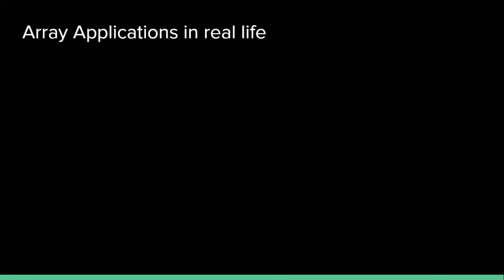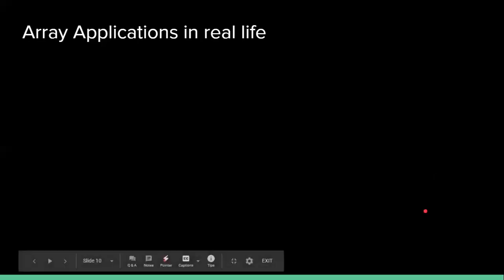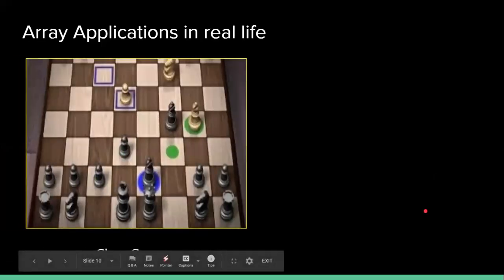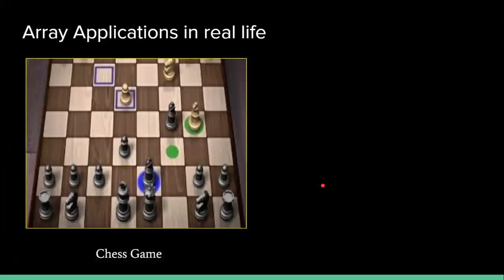The last point of the slide is applications of arrays in real life. Let's take the first example. Many of you have played the chess game on mobile. To get a particular location, you can use the row and column address of an 8 by 8 matrix. So this is one application.